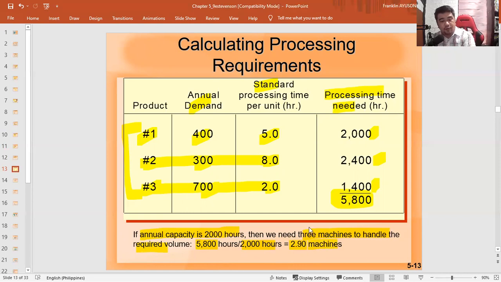So this is a simple example of calculating process requirements. Again, if a machine can handle 2,000 hours, and our processing time requires us to produce 5,800 hours for 3 products, overall we need at least 3 machines to meet the required demand. Here we still have a cushion because it is only 2.9. This means we can still extend by at least 10% or less than 10% capacity.